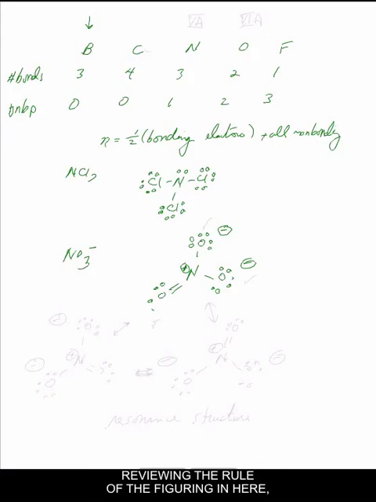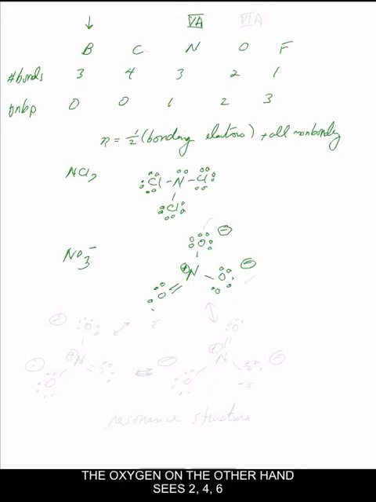Reviewing the rule of figuring n here, this nitrogen atom in the middle says I see 2, 4, 6, 8 electrons, half of which are really mine. That's 4, and nitrogen is a 5A element. So it's supposed to be feeling 5. So it's feeling 4, it should feel 5, it's +1, it's deficient.